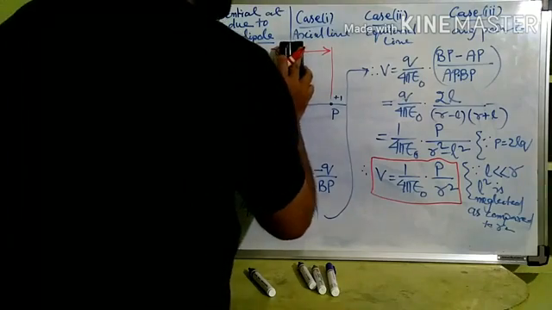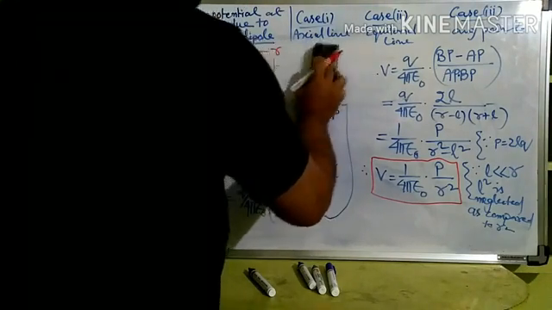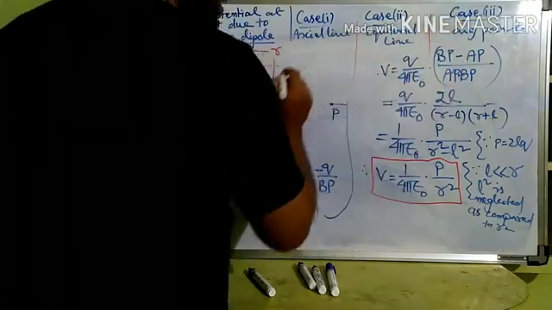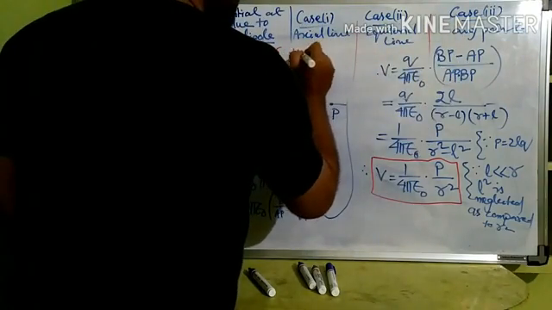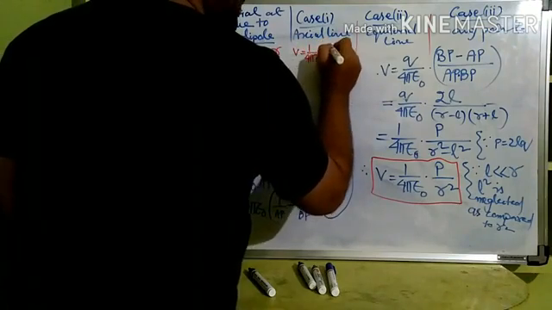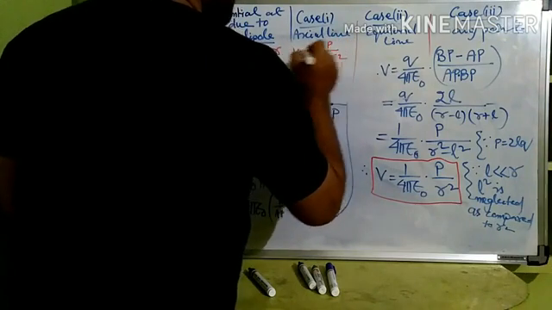Now we will maintain some record, so I will write here. What we got is, for the axial line case, V is equal to 1 by 4 pi epsilon naught P by R square.